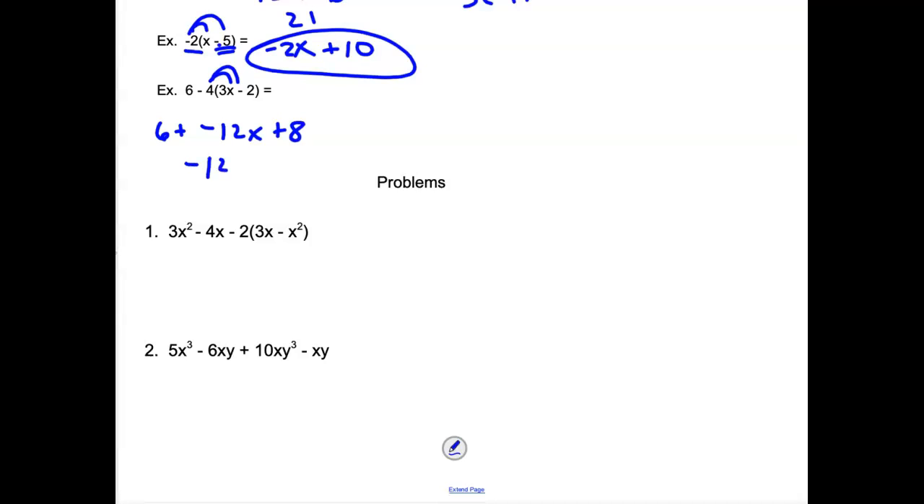Put the 6 and 8 together. Those are called constants. You can make one constant. It's always going to be a 14 then. Negative 12x isn't a constant because it'll change. It doesn't stay the same. It depends on what x is. So you could have 14 minus 12x, but usually put the x, the biggest power, to the left, and work our way on down. Once you go ahead and try number 1, see how you do here.